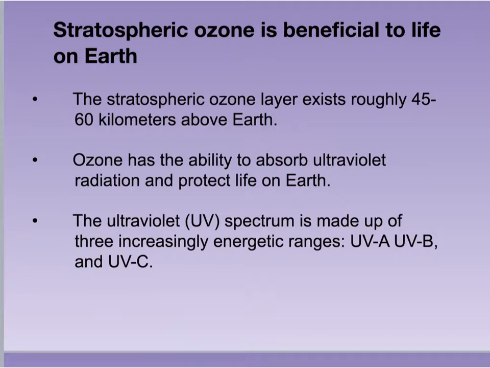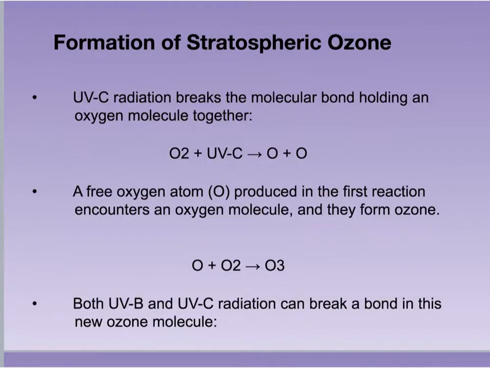And how it forms is also quite interesting. When solar radiation strikes an O2 molecule in the stratosphere, that's 10 to 31 miles above the surface of the Earth, a series of chemical reactions begins to produce a new molecule, O3, ozone. The first step is UVC radiation breaking the molecular bond that holds the oxygen molecule together. So from O2, we add UVC and we get O and O, two separate oxygen atoms.